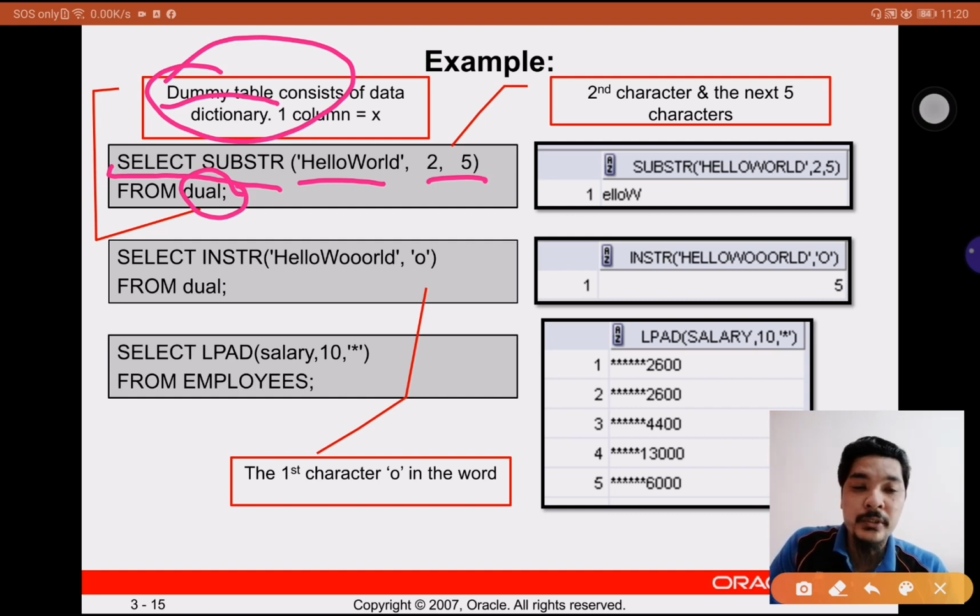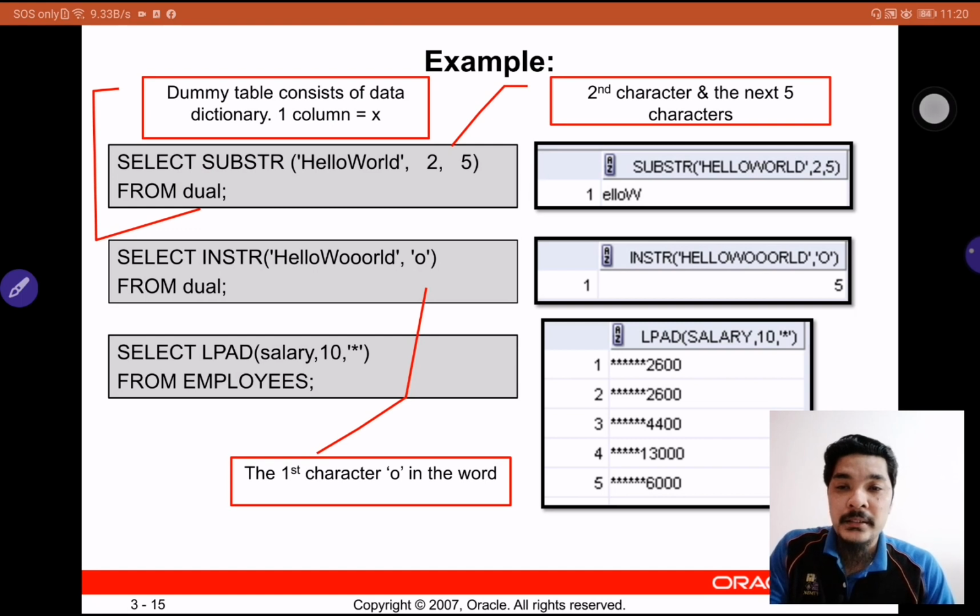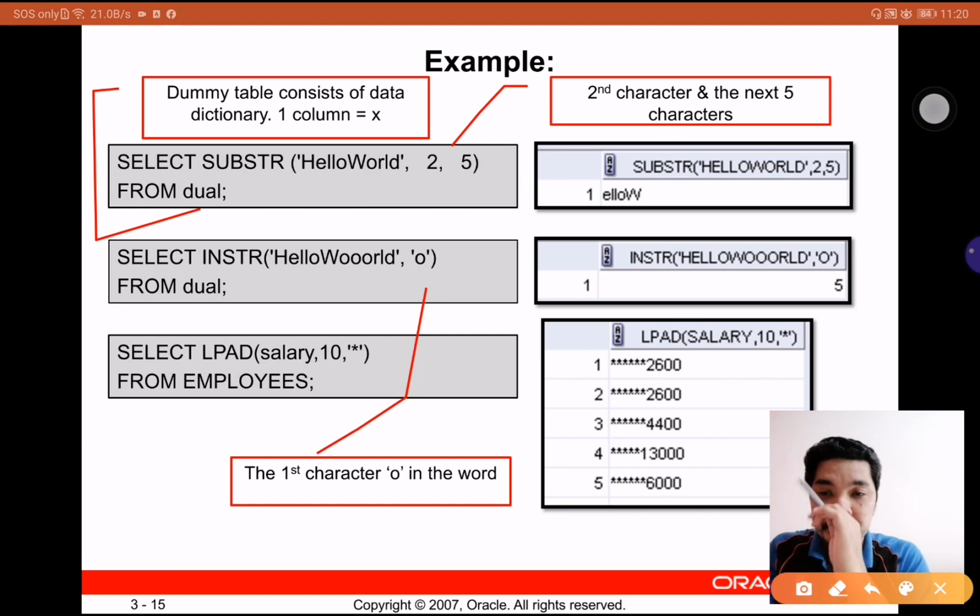Okay, so we're just going to use the dual table, then it should be okay. Never mind. Okay, so what happened here?